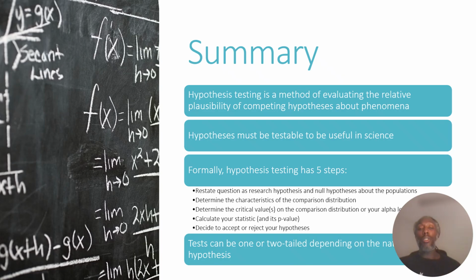Those tests can be done in a way that is either one-tailed, where we have a direction in which we believe that a difference exists or that an influence exists, or they can be done in a two-tailed direction where we don't specify the direction that some influence or difference exists. We just say that it exists.